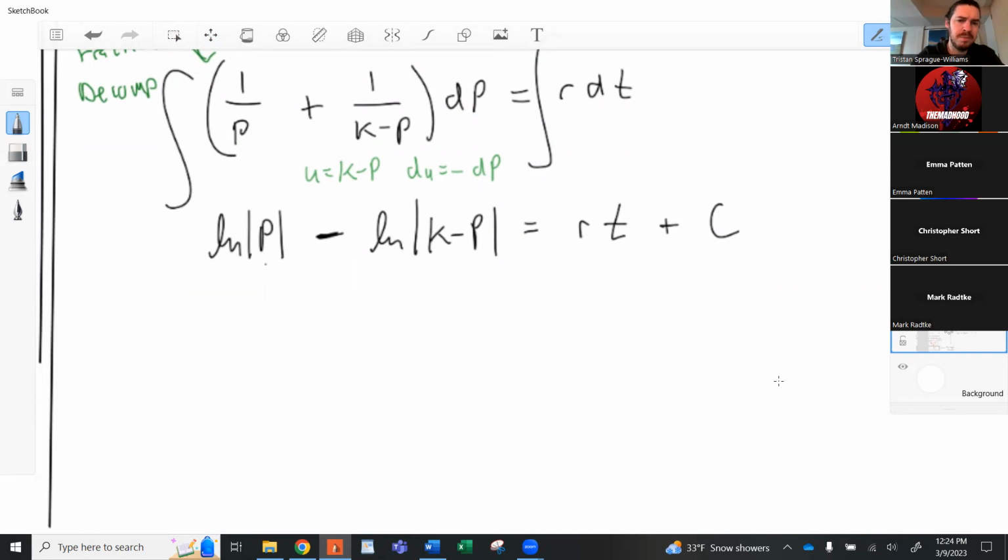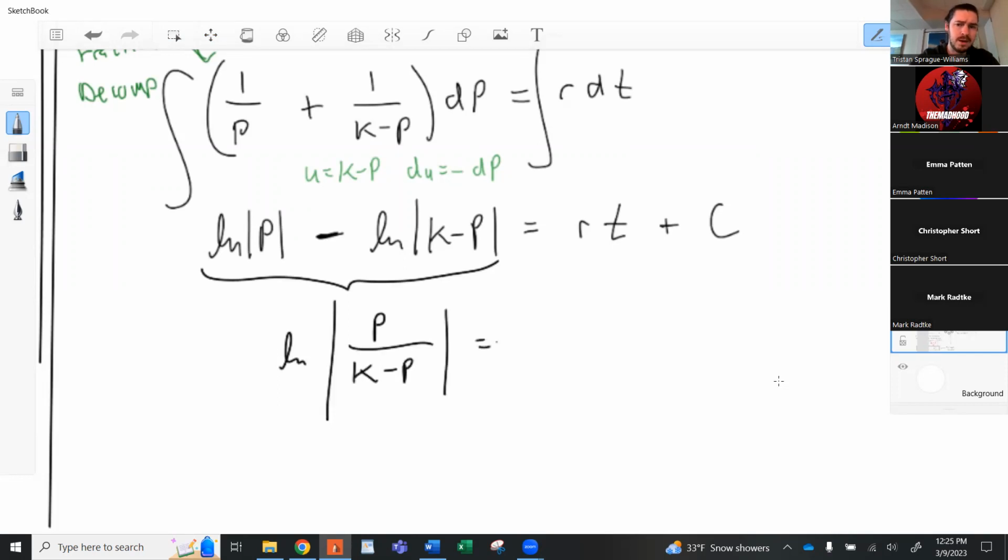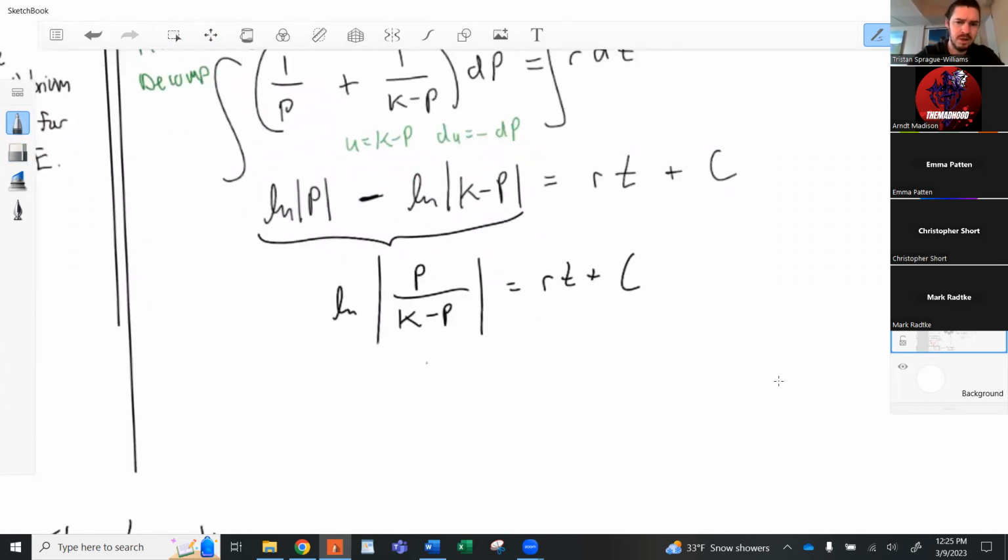So what we're going to do is combine these two guys. Remember that when you have logarithms, if they're added together, you can combine them by multiplying the inputs. But if they're subtracted, you can combine them into a single logarithm where you divide the inputs. So these two combine into log of P over K minus P, like that. And then you undo the logarithm by turning this into an exponential. So now we have P over K minus P equals e to the power rt plus C.